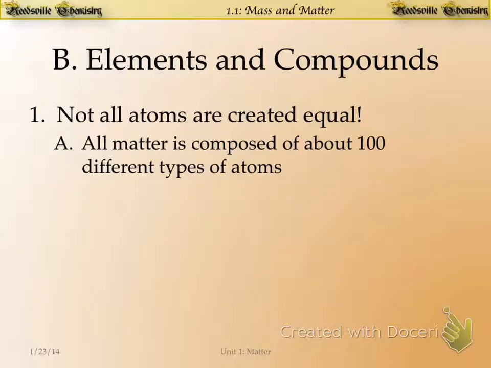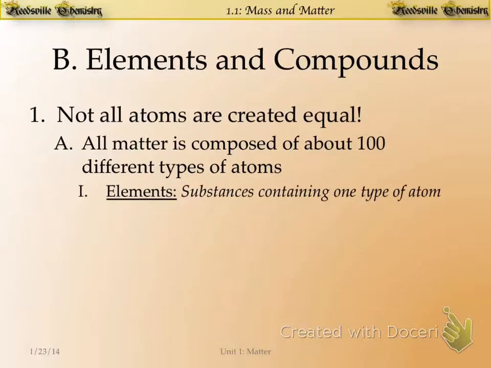All matter is really composed of about 100 different types of atoms. And how do they differ? Protons, neutrons, and electrons, right? The guts of the atom. That's what makes each one of these atoms specific and unique and different. So that's the difference there.